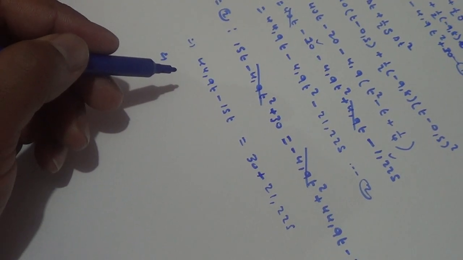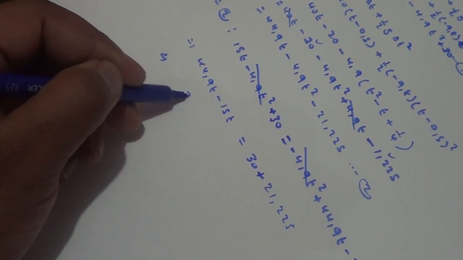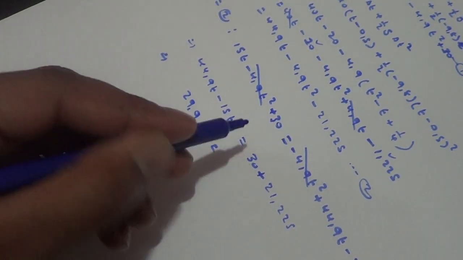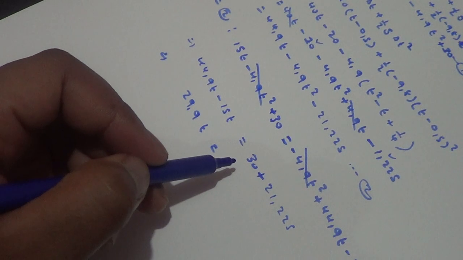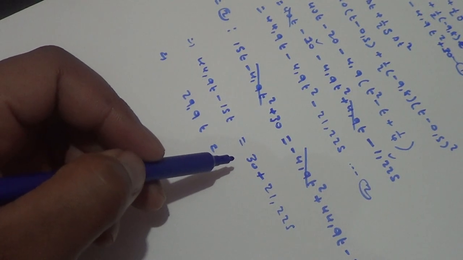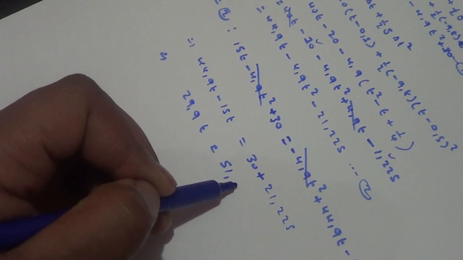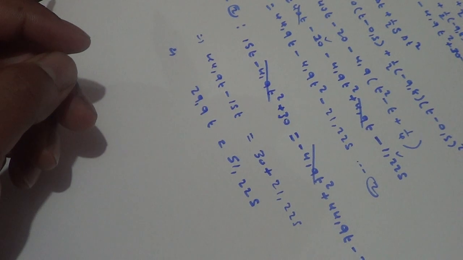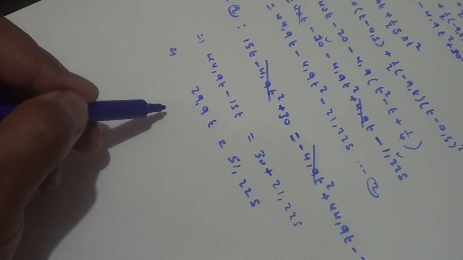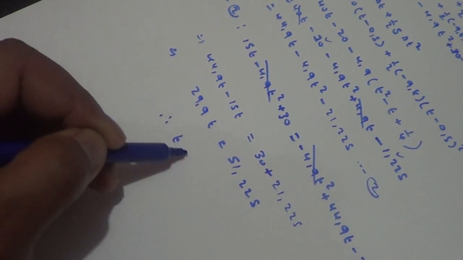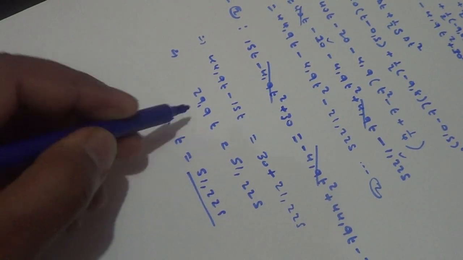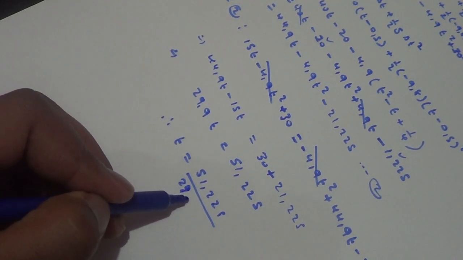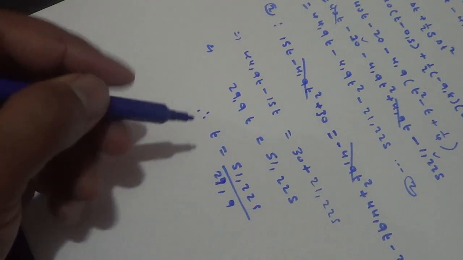So 44.9 minus 15 is 29.9 t equals. Here I have 30 plus 21.225. So I have 51.225. Okay, great. And do you see here everything is positive? So my time is definitely going to be the division. Therefore, our t is going to be 51.225 divided by 29.9.